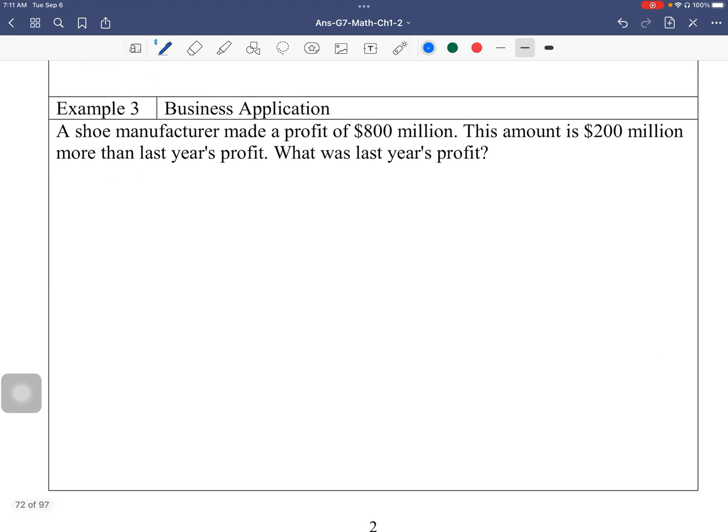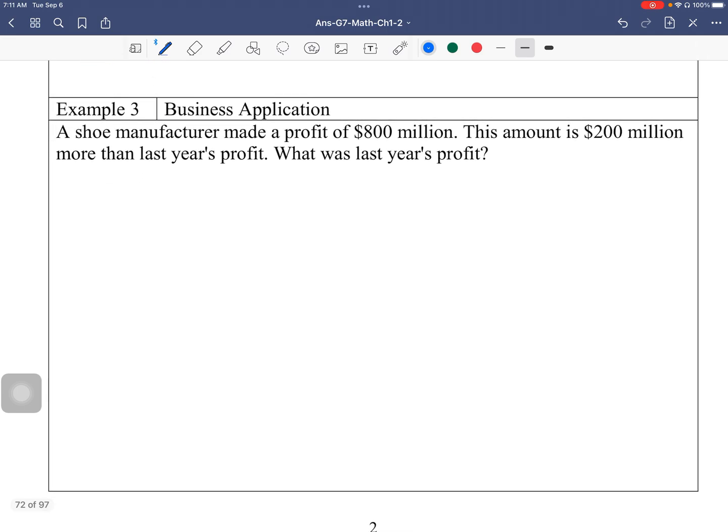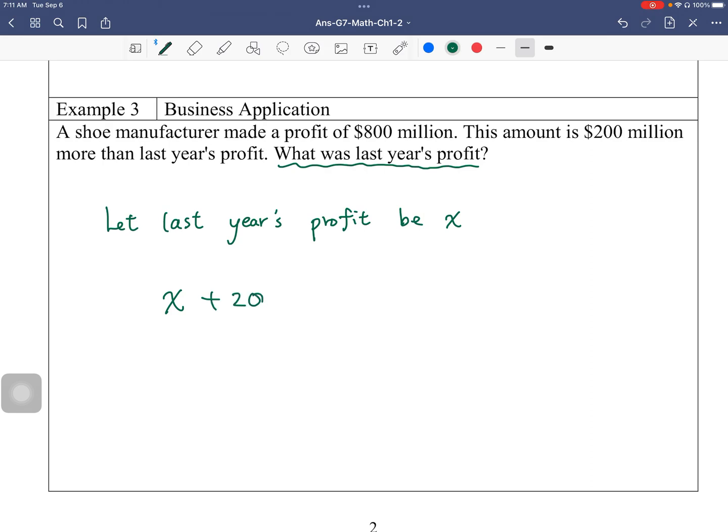So now in the business application, a shoe manufacturer made a profit of 800 million. This amount is 200 million more than last year's profit. So what is last year's profit? Whatever the question is, we let last year's profit be x. So last year's profit plus 200 equals 800.